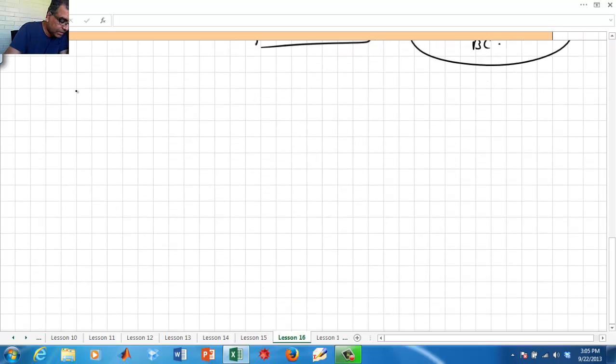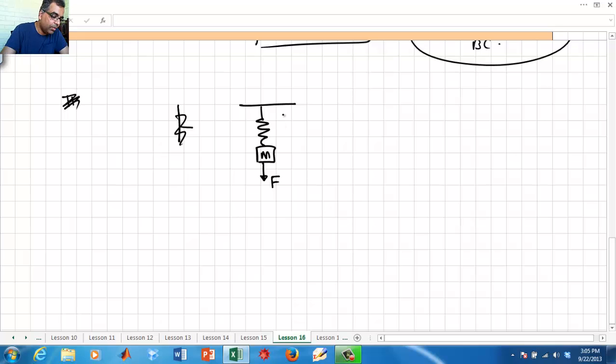So now let us look at the next one. Before we go, let us look at an example. I'm going to look at an example in a completely different field, which is a spring mass system. So I have a spring, I have a mass hanging from it, and then I have a force F acting on it. Question is, how much is the displacement?